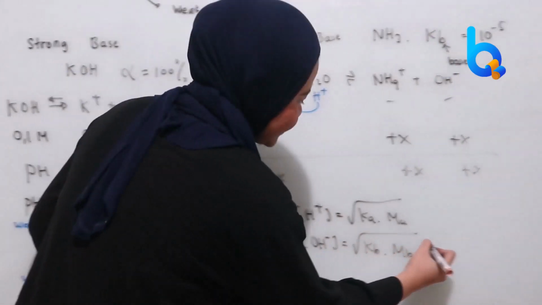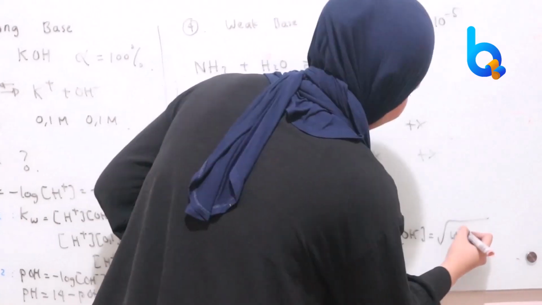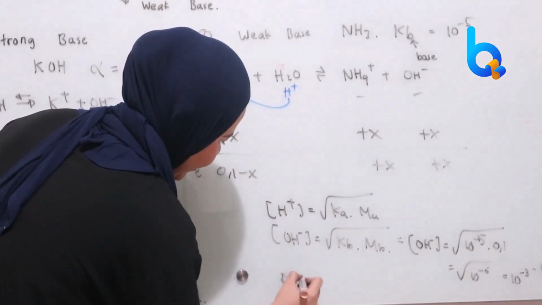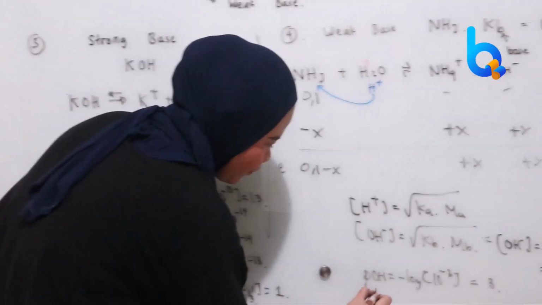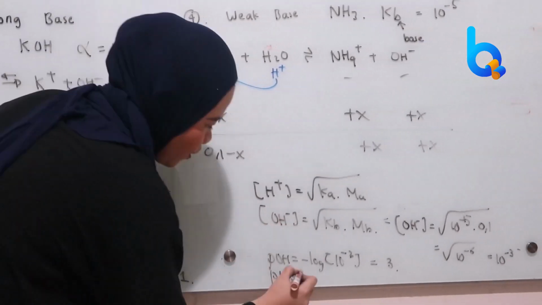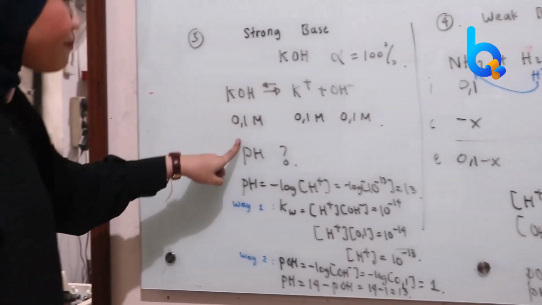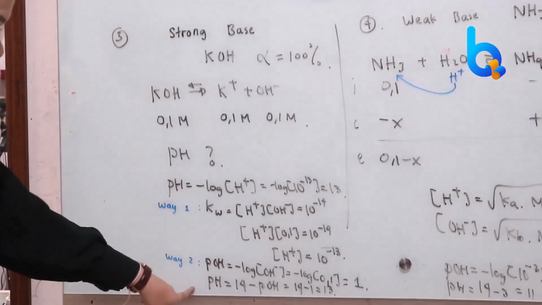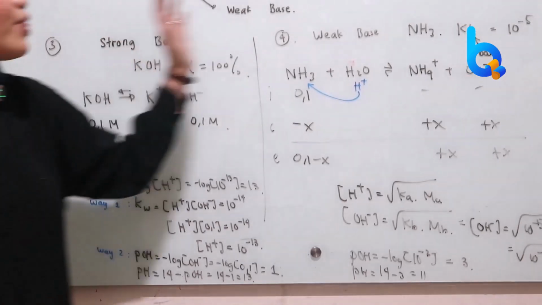So if I want to make an example, like 3 and 10 to the power of minus 5, 8, and 10 to the power of minus 6, then pOH equals minus log, equal to 3. And pH, don't forget, we don't need pOH. I always say to you, we just need pH. So 14 minus 3 is 11. So see, at the same concentration, with a strong base we have pH 13. In the weak base, we have 11. Yeah, this is the way a strong base and a weak base are different.